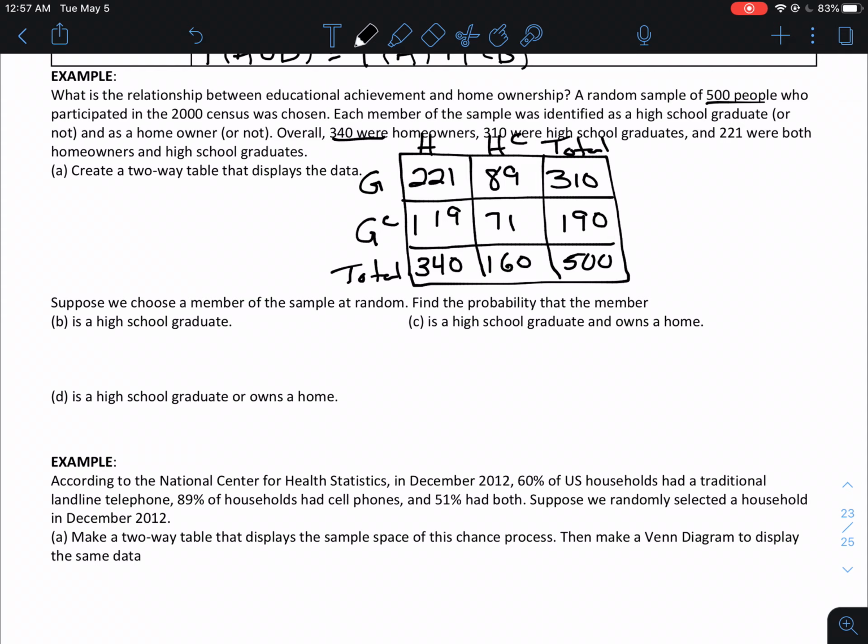Okay, so let's find some probabilities now using that. Suppose we chose a member of the sample at random. Find the probability that the member in part B is a high school graduate. So we want, what is the probability that they're a high school graduate? Well, there were 340 high school graduates out of a total of 500. So take 340 divided by 500, 0.68 would be your probability.